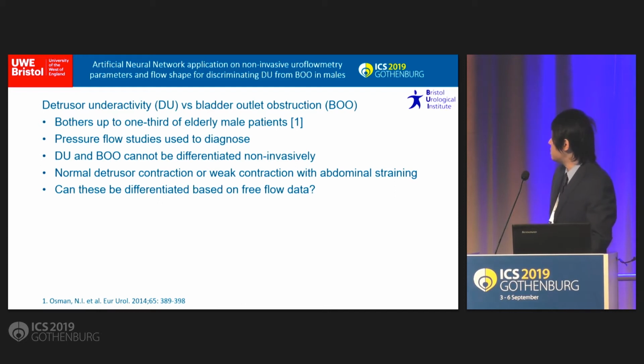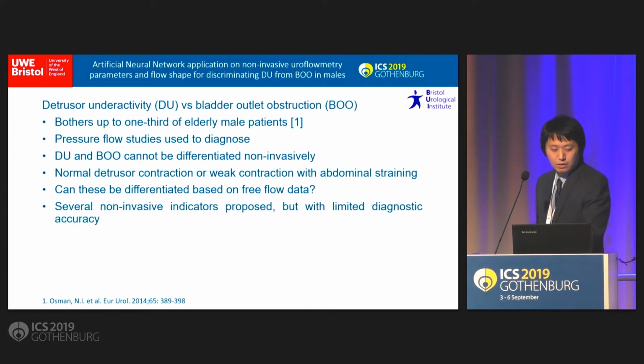So obstruction patients may have normal detrusor contraction with obstructed outflow, while underactive patients may have weaker detrusor contraction, and they may assist voiding with additional abdominal straining. Can this feature be reflected on the urine flow rate data? And can we use it to differentiate these two symptoms based on free flow data?